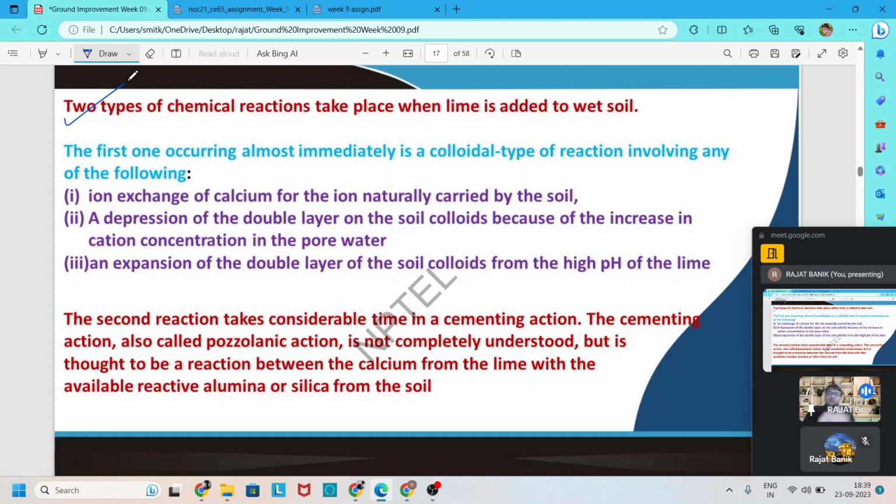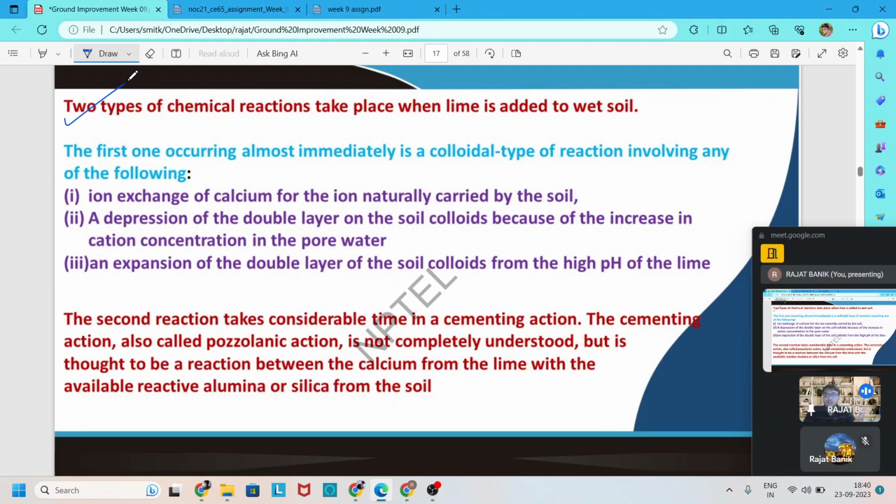It is said that two types of chemical reaction take place when lime is added to wet soil. The first one, occurring almost immediately, is a colloidal type of reaction involving any of the following. So two reactions happen when we apply lime to the soil, and the first reaction happens immediately after applying the lime, and it happens in three ways.